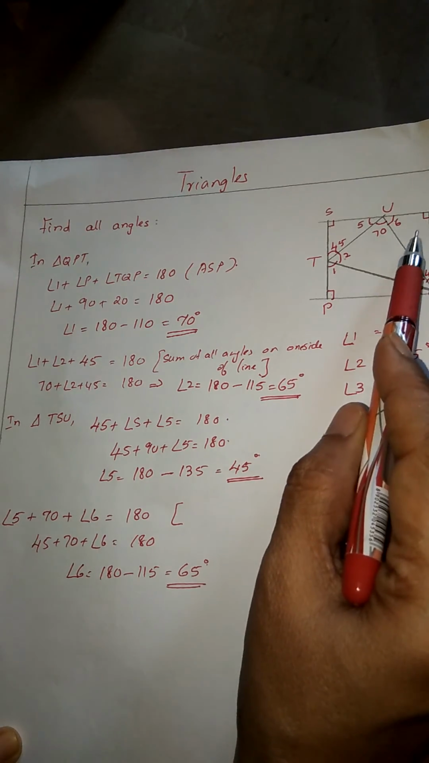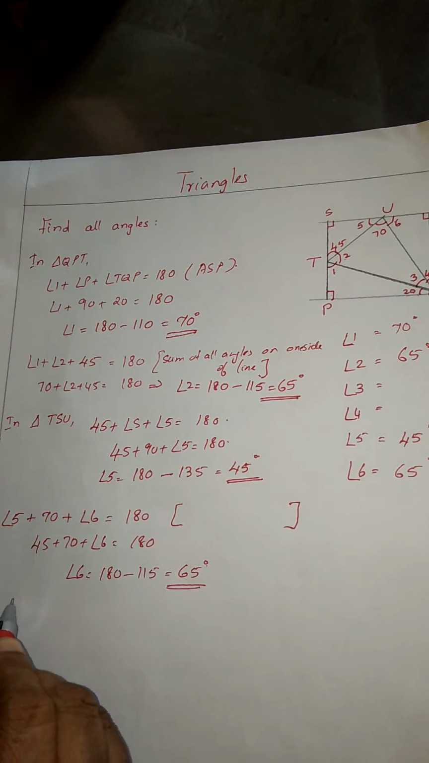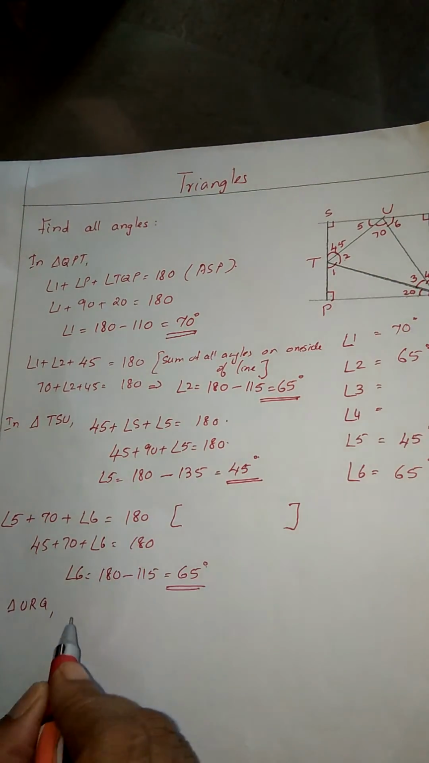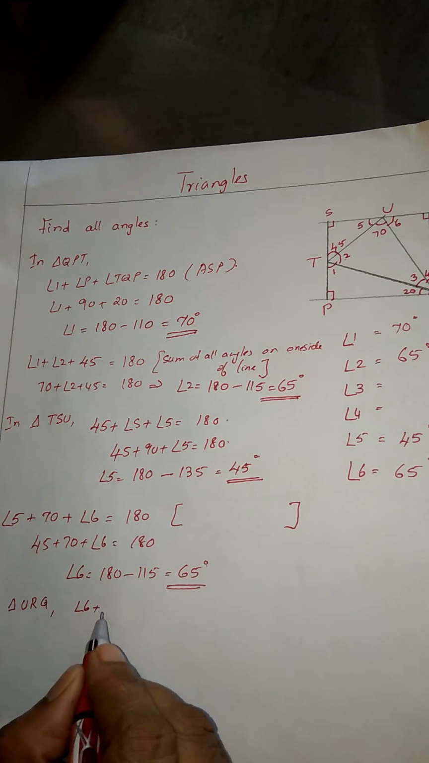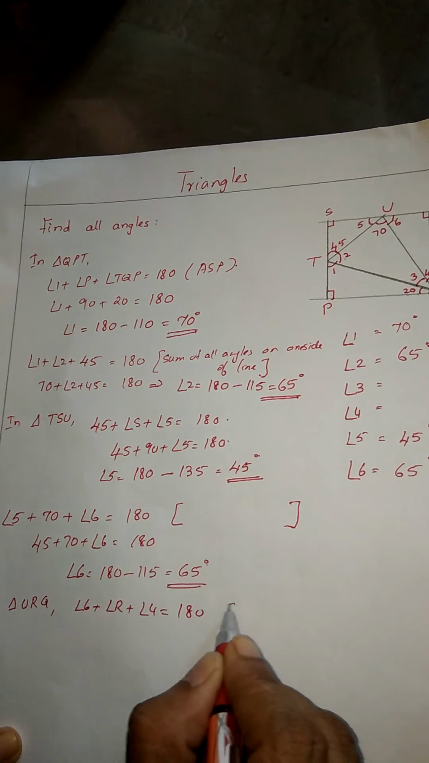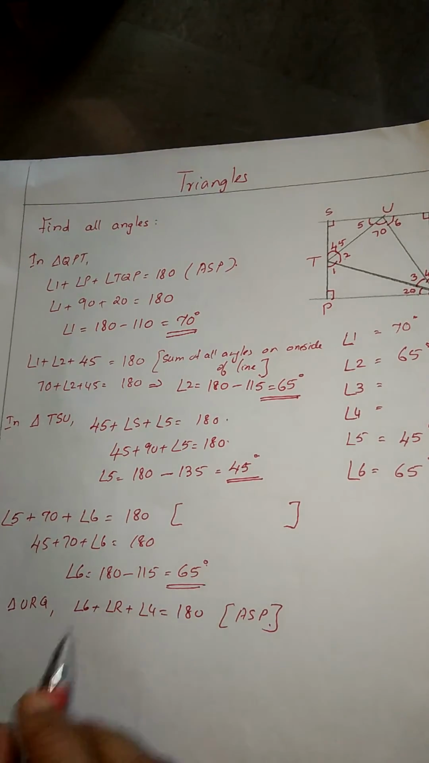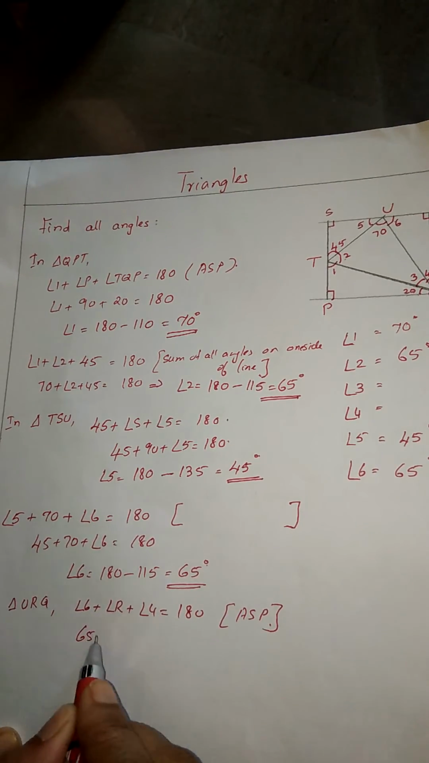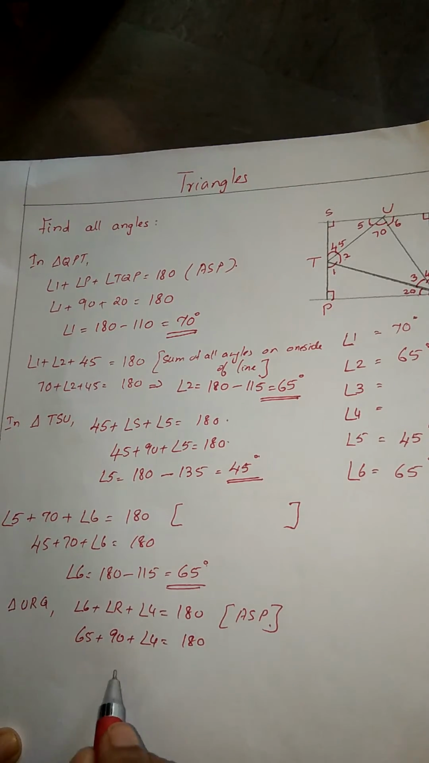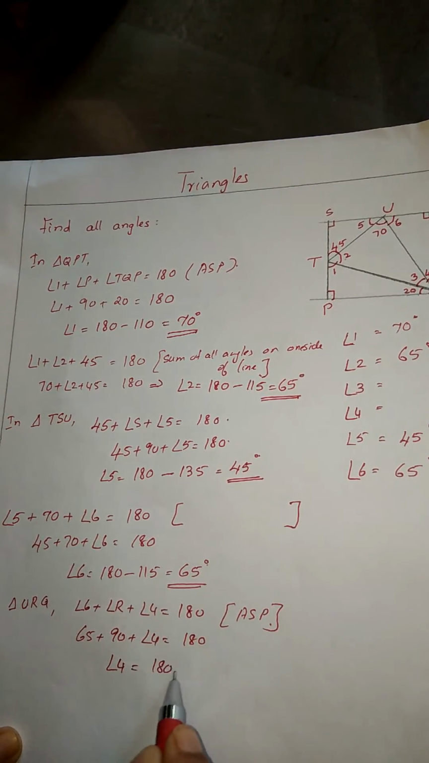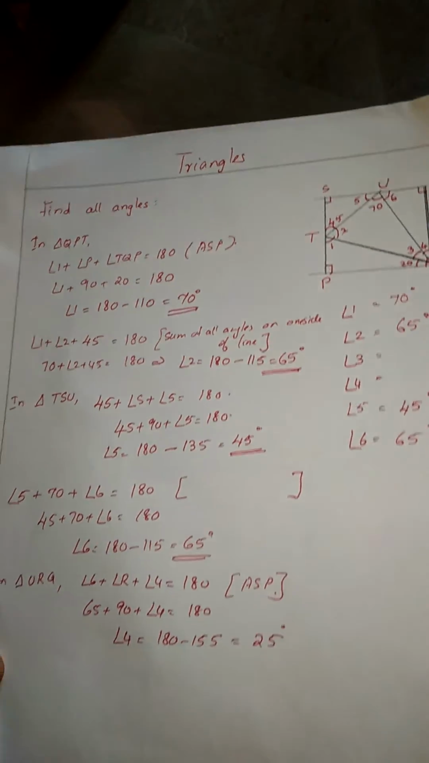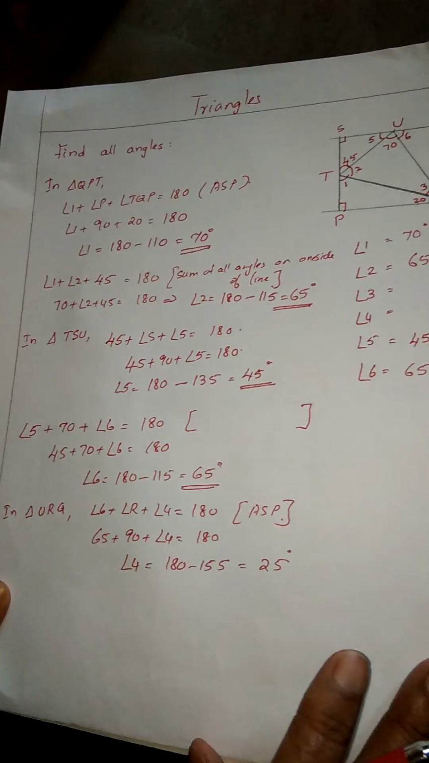Now we will consider this triangle. In triangle URQ, again these three angles will form 180. Angle 6 plus angle R plus angle 4 is equal to 180. The reason is angle sum property. So angle 6 is 65 degrees plus 90 degrees plus angle 4 is equal to 180, from which you will get angle 4 is equal to 180 minus 155 is equal to 25 degrees.